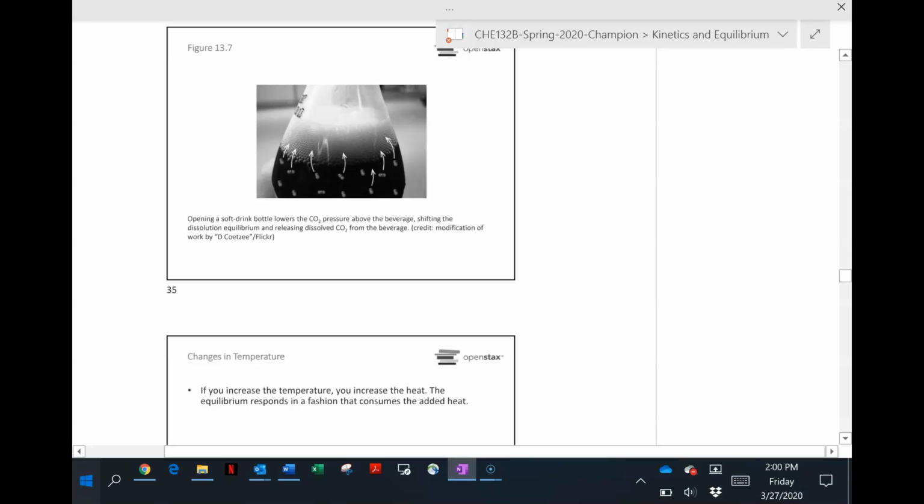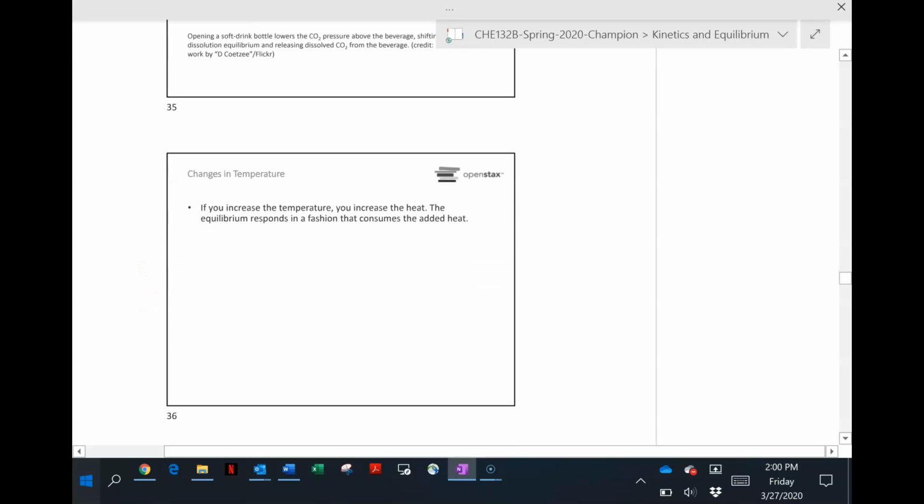So here's a picture of a soft drink bottle, where I think the soft drink is in an Erlenmeyer flask maybe, and you pop the top there, and what's happened is the release in pressure has caused more CO2 to go into the gas phase, and you see the bubbles forming like that when that happens.